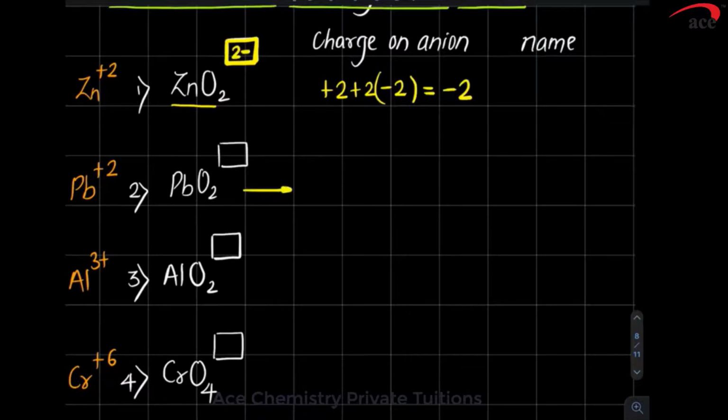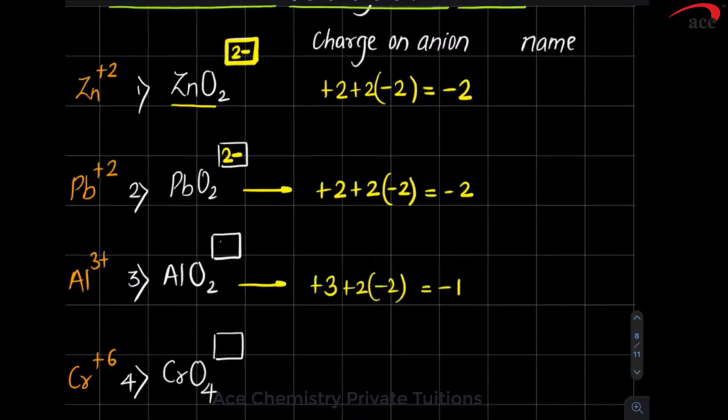Similarly, what is the charge in the next case? Lead is +2 in this case. 2 oxygen, each oxygen -2. So what is the charge? -2. So 2 minus is the charge in the next case. What is the charge in the next case? Aluminium with 2 oxygen. Aluminium has a charge of +3. Oxygen has a charge of -2. If you solve, it is -1, or you can write 1 minus. Similarly, for the anion involving chromium metal, chromium has a charge of +6. Oxygen has a charge of -2. So what do you expect the charge to be? Yes, 2 minus.